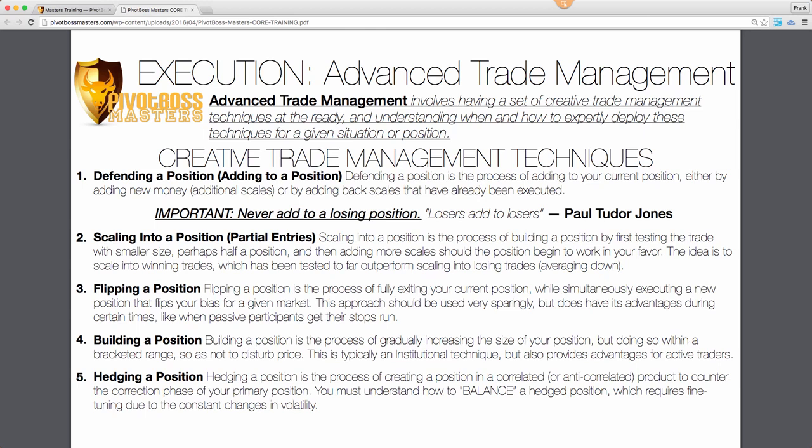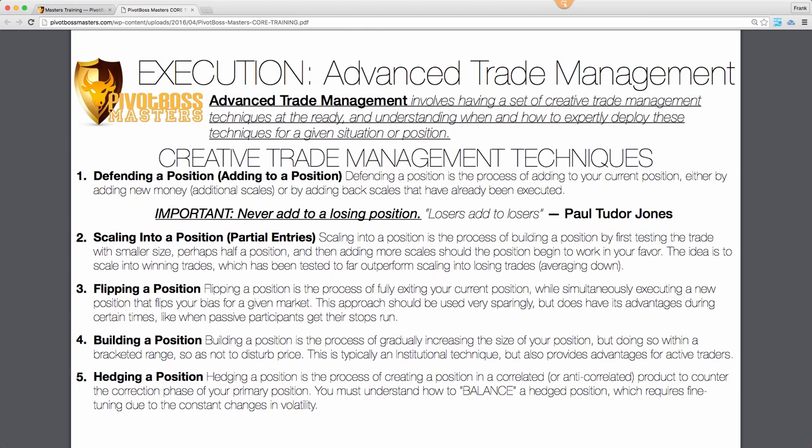So number one, defending a position or adding to a position. That's the first basic form of creative trade management that a trader needs to learn how to effectively use, right? Once you get into a trade, you need to know what the idea is for that trade. What are you looking for that trade to do? And then you're looking to anticipate what that trade is likely to do. You're looking to anticipate scales, scales to first book some quick profits. You want to scale ahead of the first pullback.